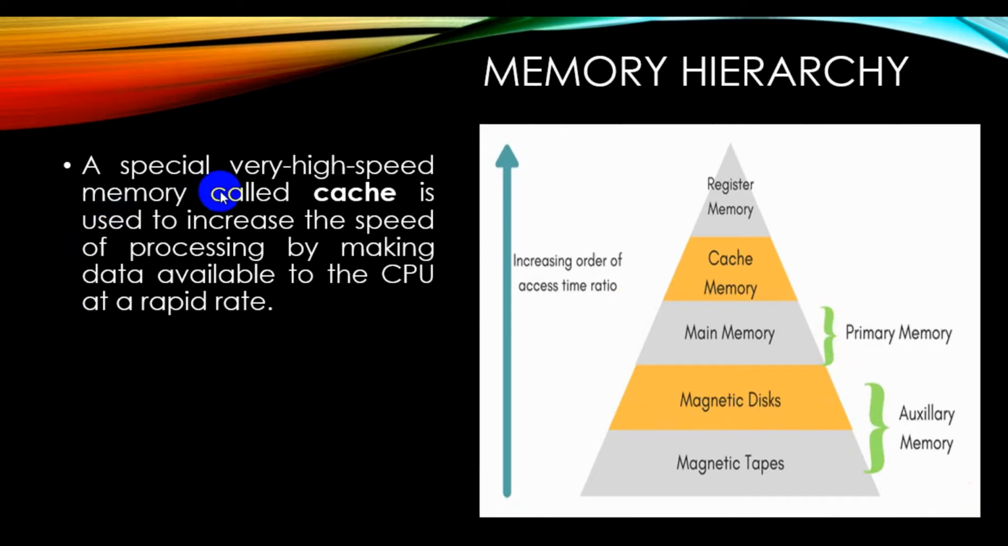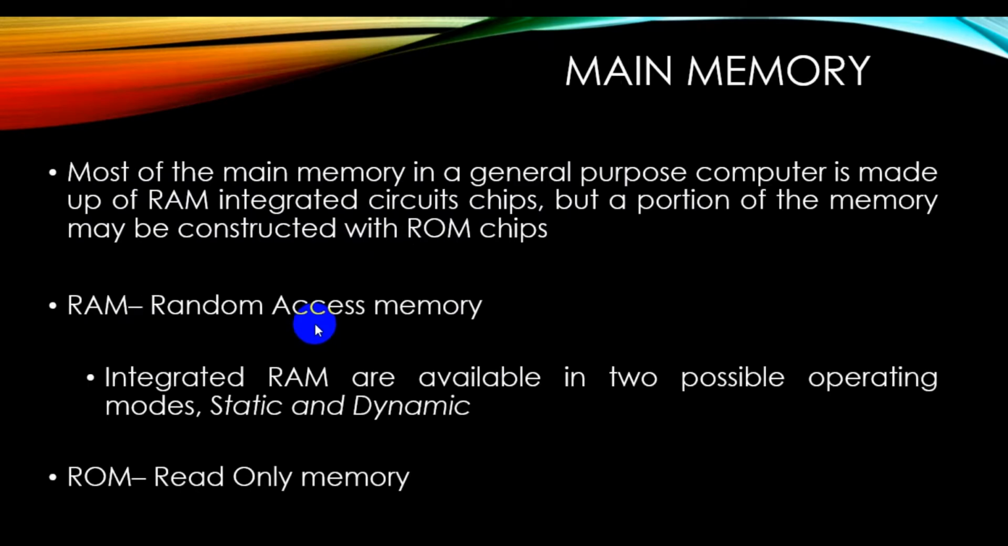The special very high speed memory that is called cache is used to increase the speed of processing by making the data available to the CPU at a rapid rate. Now main memory. Most of the main memory in a general purpose computer is made up of RAM integrated chips, but a portion of the memory may be constructed with ROM chips. RAM, that is random access memory, is available in two operating modes, static RAM and dynamic RAM, and we have ROM.